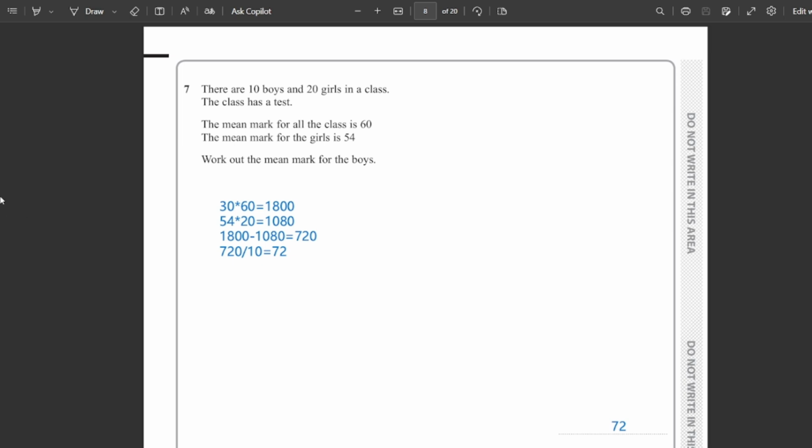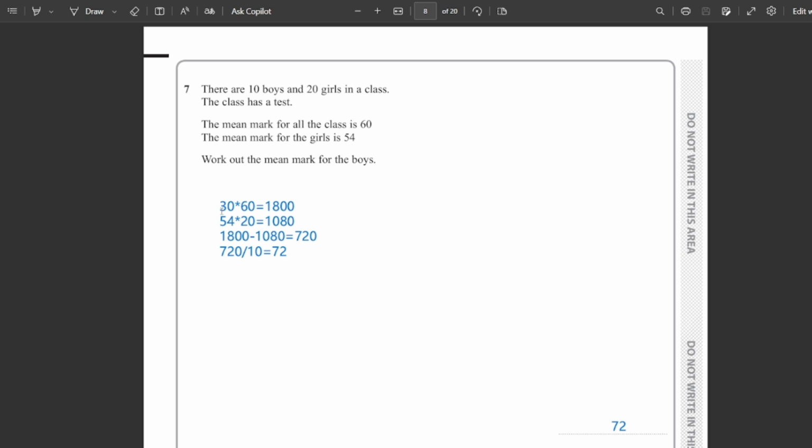Okay, now moving on to question 7. There are 10 boys and 20 girls in the class. The class has a test. The mean mark for all the class is 60, and the mean mark for the girls is 54. Work out the mean mark for the boys. So firstly, we have to work out the total mark achieved by everyone, and we do that by timesing the total amount of people by the mean mark. So we times 30 by 60 to get 1,800.